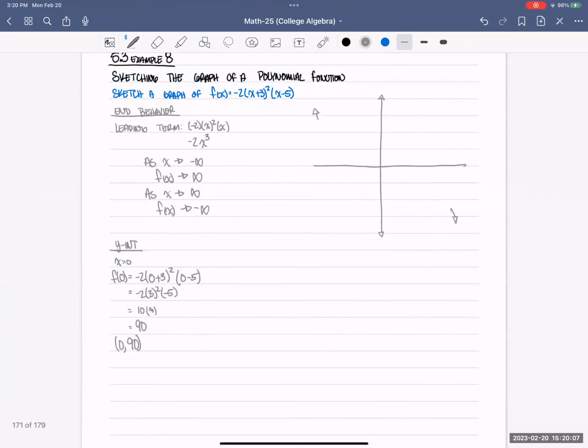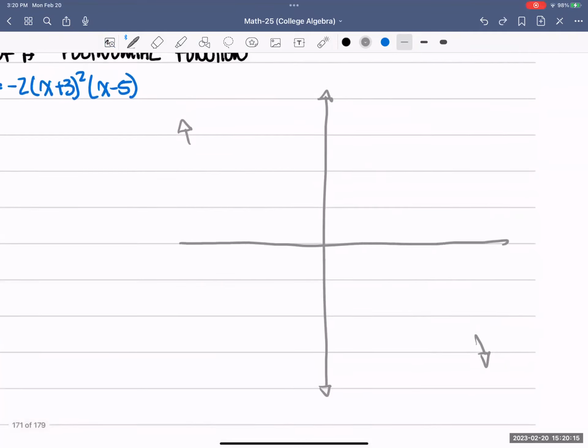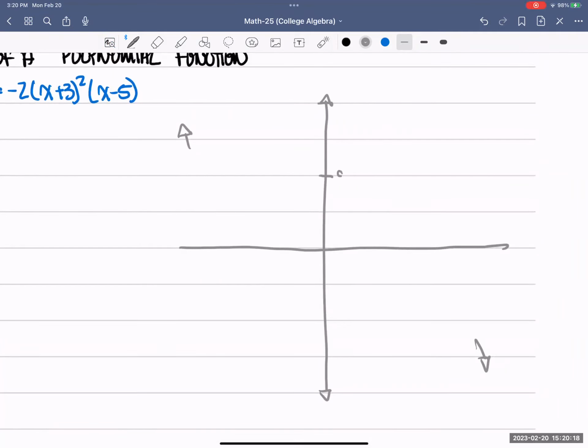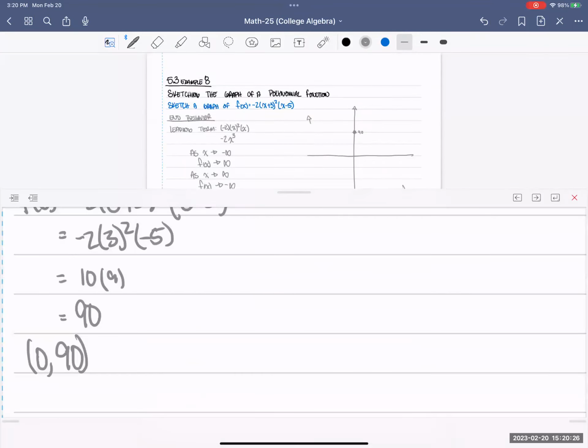And just for the sake of graphing that, I'm going to say that up here is what I'm going to call positive 90. So that's going to be our y-intercept. And lastly, we have to find our x-intercepts.